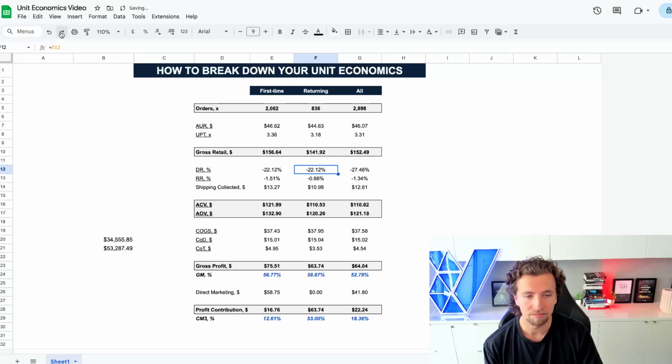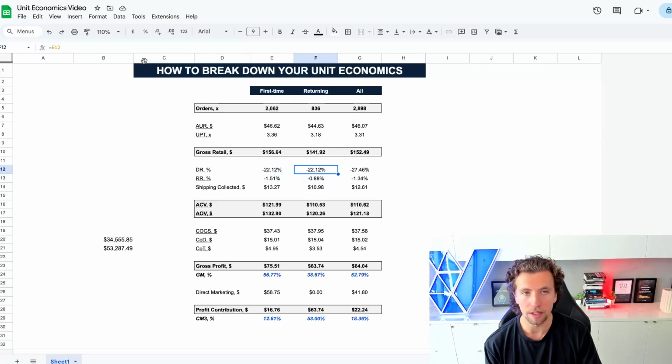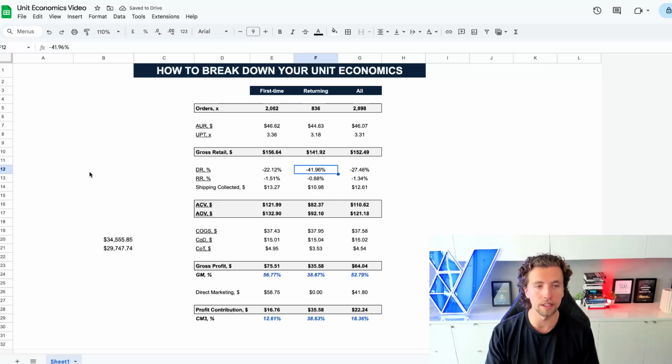And so that is a $23,000 jump in profit per month. This is at a monthly level, just by fixing the discount rate within this business. And that's why starting to understand the levers that underlie unit economics becomes important. So let's dive into those levers.